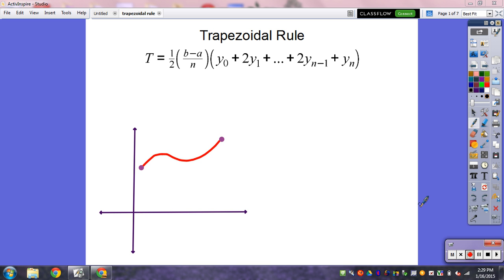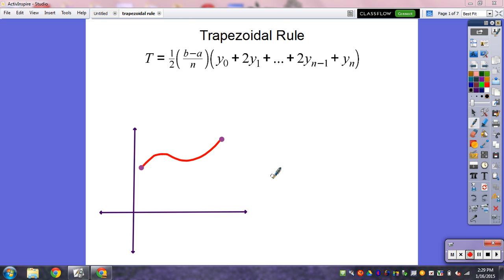Hello, this is Mrs. Taylor, and I'm going to walk you through how to use the trapezoidal rule to estimate the area under a curve. So this is the basic outline for the trapezoidal rule. It's based on the area of a trapezoid, which is 1/2 base times height, and this just streamlines the process.